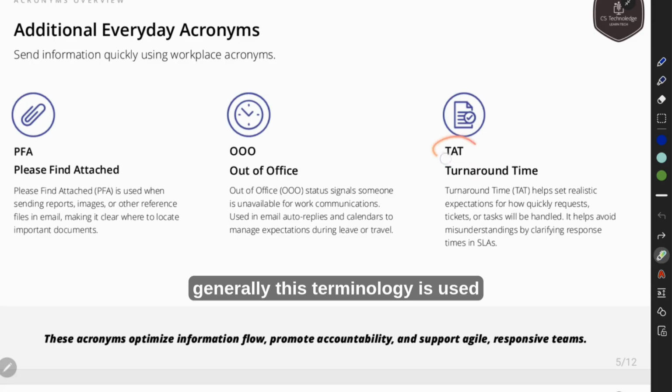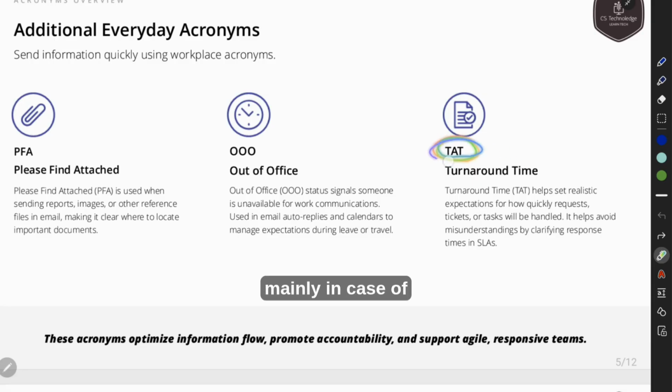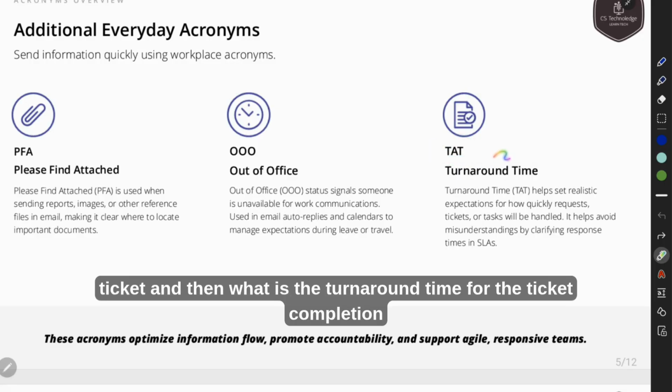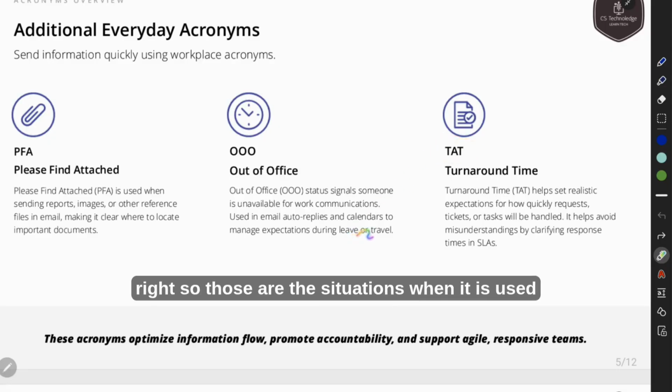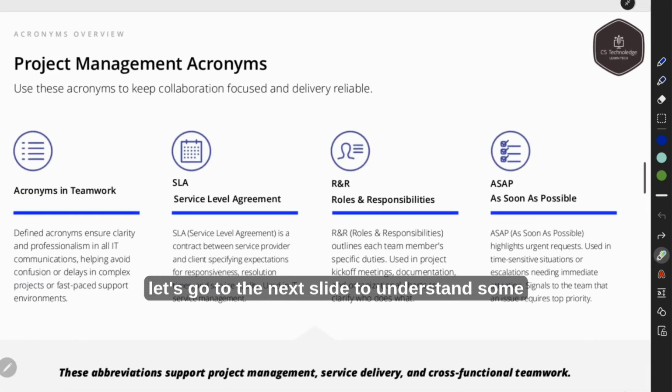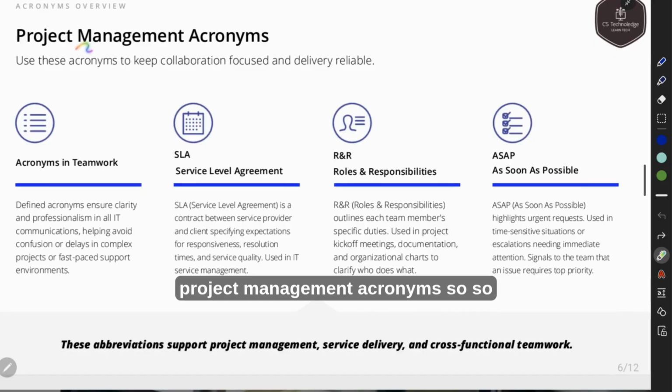This terminology is used mainly in ticket management systems, when you're raising a ticket, and then what is the turnaround time for the ticket completion. Those are the situations when it is used. So you can read here, these acronyms optimize information flow and promote accountability. What is accountability? You assign a task to a particular person and that person should ensure that the task is completed. And these are generally supported in the agile way of work.